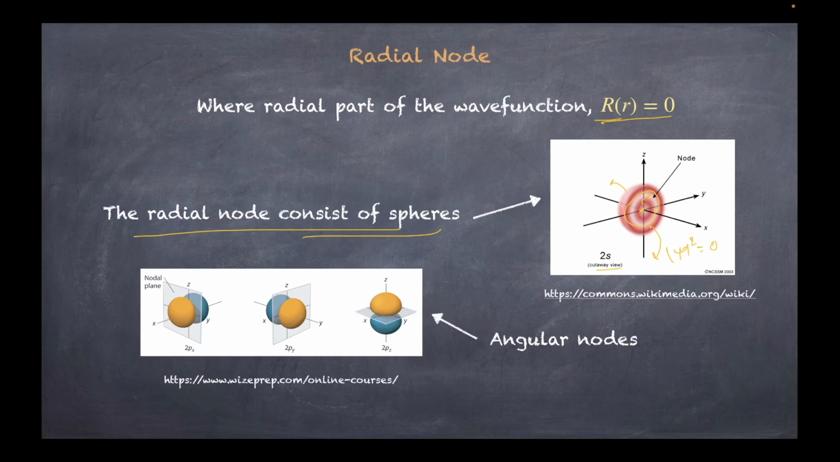Now this is the schematic representation of the 2p orbitals, that means 2px, 2py and 2pz orbitals. Here the principal quantum number n equals 2, and for these 3 orbitals there are no radial nodes. There are nodal planes here, so these are the angular nodes.